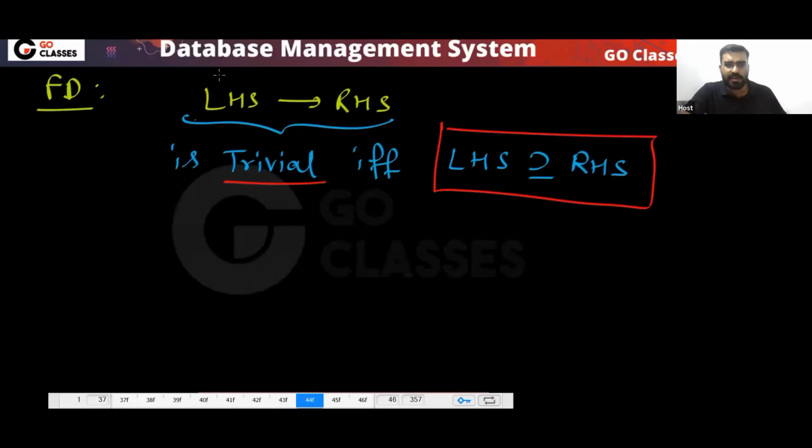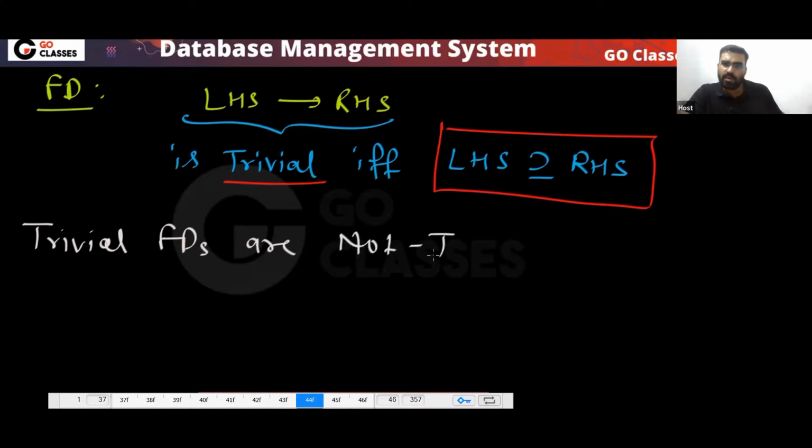So we will never basically consider trivial functional dependencies. Is this clear? Trivial functional dependencies are unimportant, or not interesting, because they are true for all the relations. We will not care about trivial functional dependencies because they will hold for all the relations.